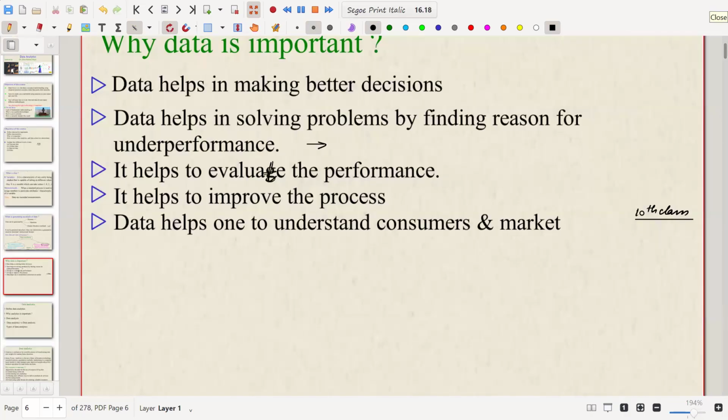Of course, it helps to evaluate the performance. It helps to improve the process. Of course, this example serves the purpose. Data helps one to understand consumers and the market. Of course, now you can understand.